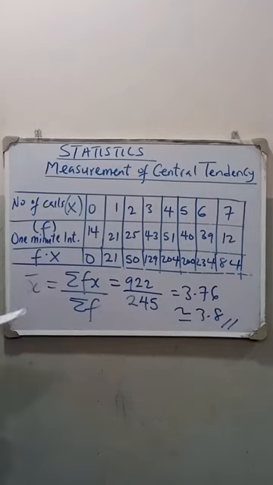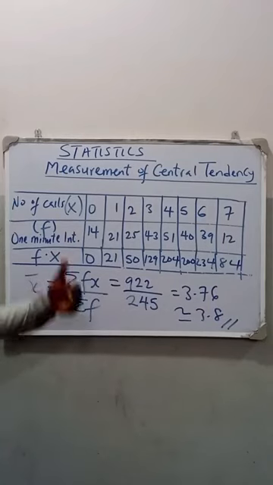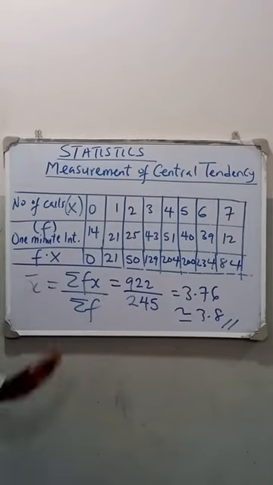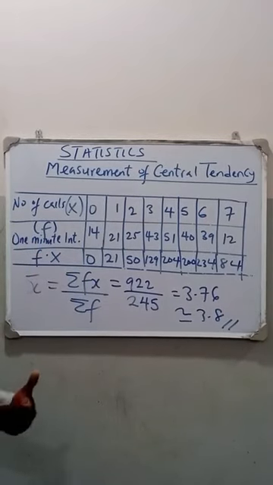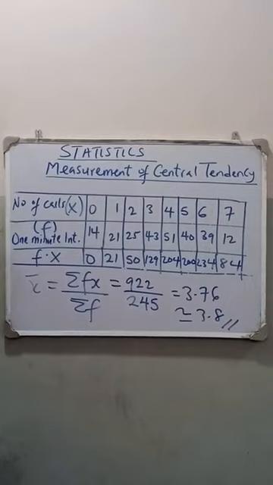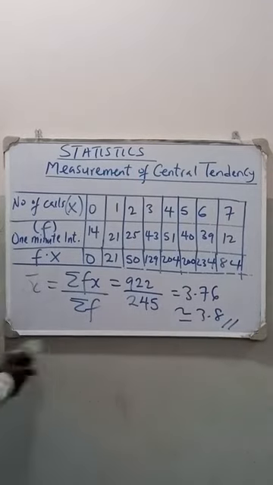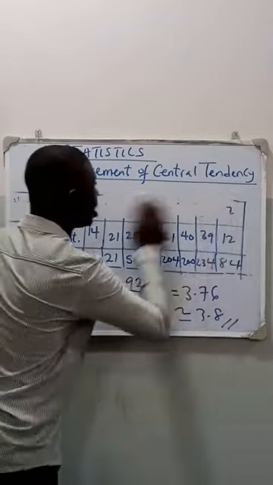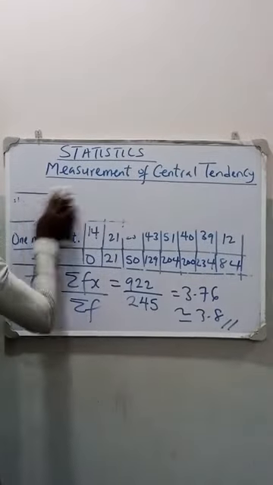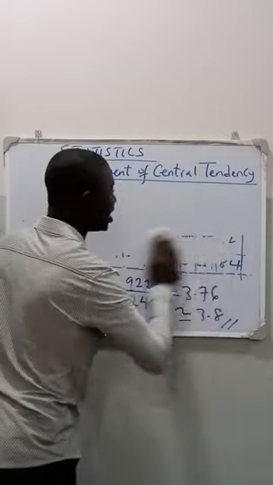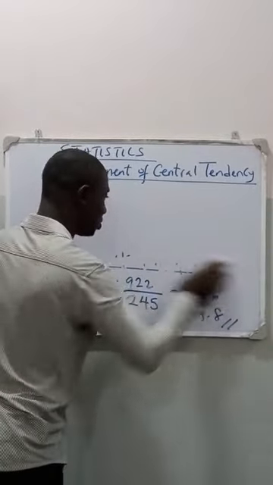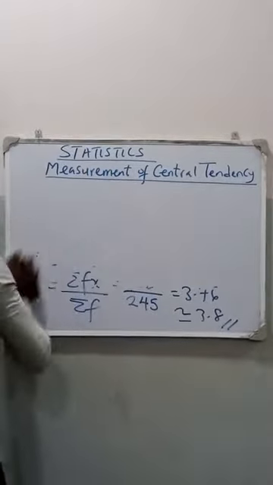So we've seen how we calculate the mean of this set of data. The next thing we are going to look at is if the data is given to us in the form of a grouped frequency table. How do we calculate the mean in that case? The next example is calculating the mean from a grouped frequency table.